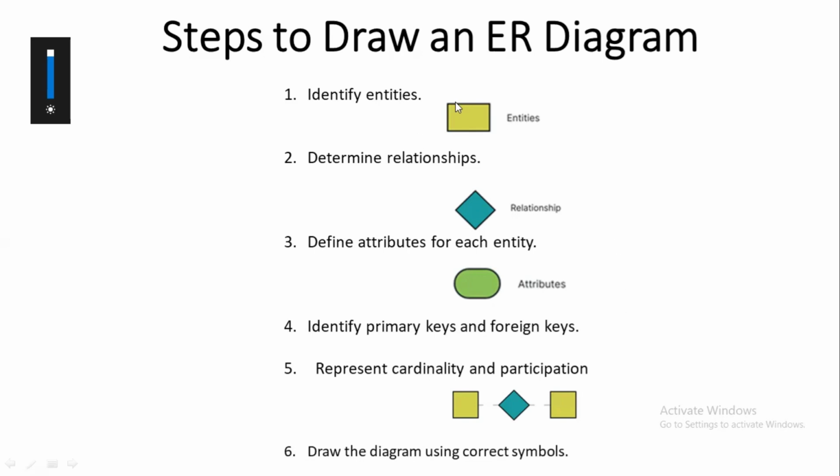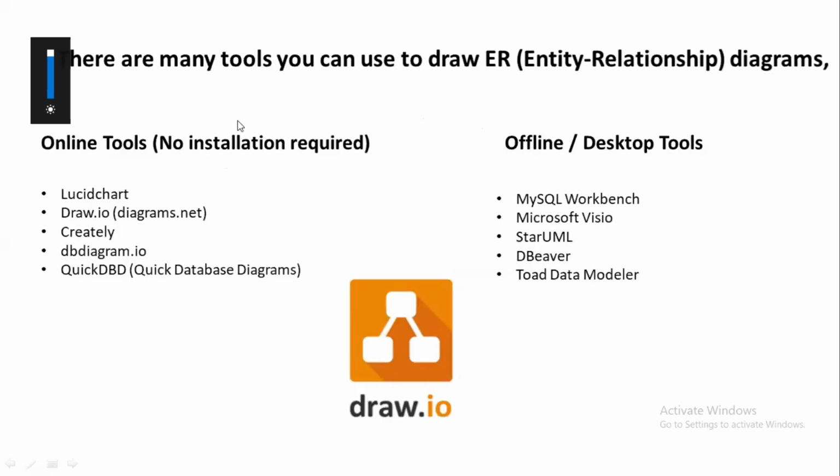As I said previously, you can use the rectangular shape for the entities, the oval shape for the attributes, and the diamond shape for the relationships. There are many tools you can use to draw the ER diagram. There are some online tools and some offline tools. For beginners, I suggest Draw.io. It is a very familiar, user-friendly tool for beginners.